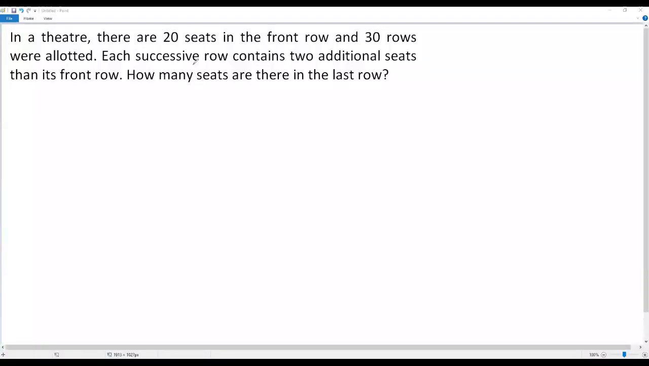Here we have a problem on arithmetic sequence. Okay, let's go to the question. In a theater, there are 20 seats in the front row and 30 rows were allotted. Each successive row contains 2 additional seats than its front row. How many seats are there in the last row?